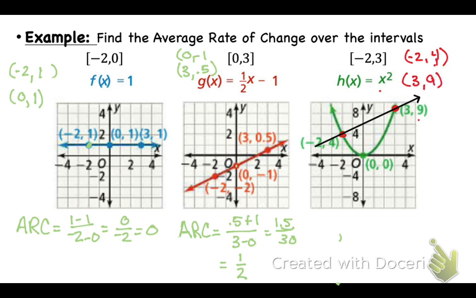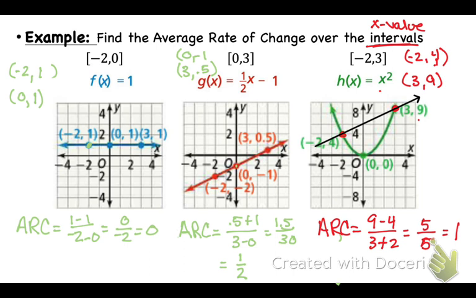And these intervals are always what value? X values. Always, intervals are always X values. Okay, so now we have 9 minus 4 over 3 minus a -2. So 5 over 5 is what? 1. Pretty easy? Okay. Do you now know why I made you do all those worksheets doing slope?